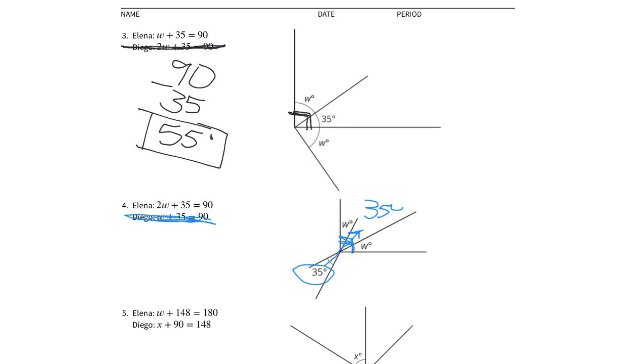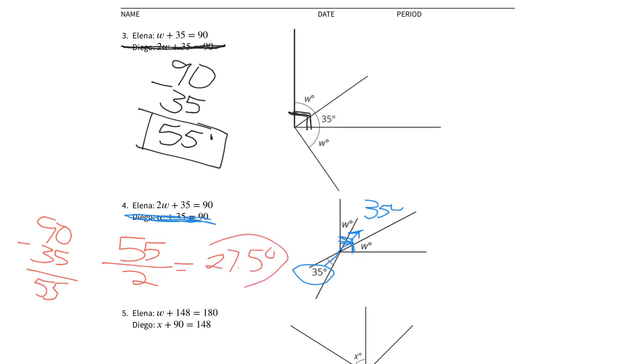So if we go 90 minus 35, we get 55. Yes, 55. So then we've got to go 55 divided by 2, and we get 27.5 degrees for W. Okay. Number 5 down at the bottom looks kind of tricky.